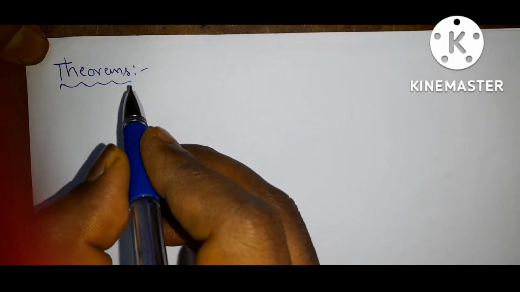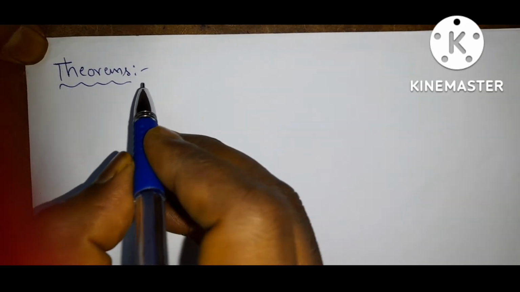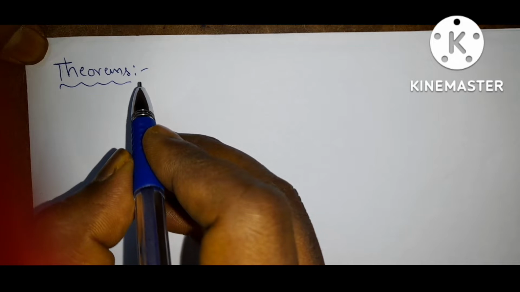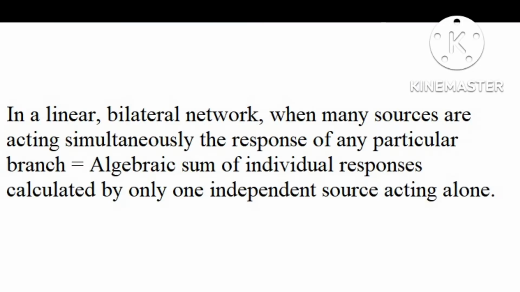We have many theorems. In that, the first one is superposition theorem, then Norton's theorem, Thevenin's theorem, reciprocity theorem, and so on. The first one is superposition theorem. Superposition theorem states that in a linear bilateral network, when many sources are acting simultaneously, the response of any particular branch is equal to the algebraic sum of individual responses calculated by only one independent source acting alone.